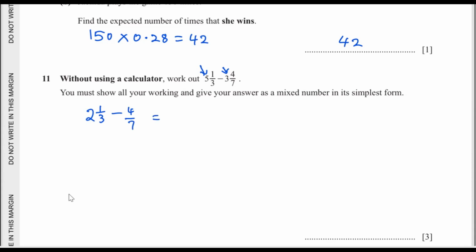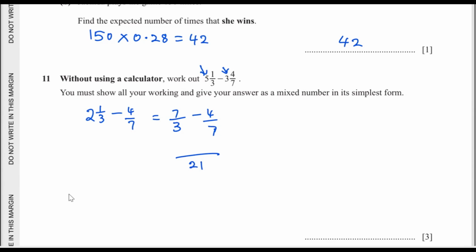So now we can turn this to an improper fraction. 3 times 2, 6, plus 1, that's 7. 7 over 3 minus 4 over 7. You find out what the LCM is, that's 21. 21 is the LCM, that's 3 times 7, or you work out the lowest common multiple.